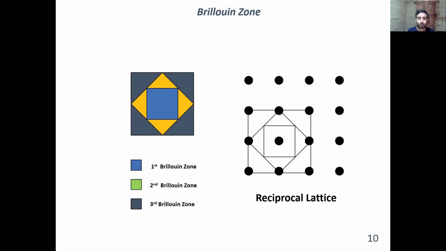So these are the concepts. Now let us go to the next section, the Brillouin zone. We consider this two-dimensional reciprocal lattice.